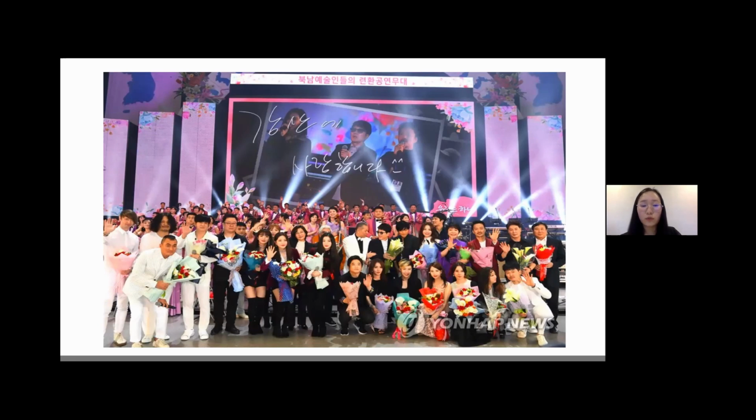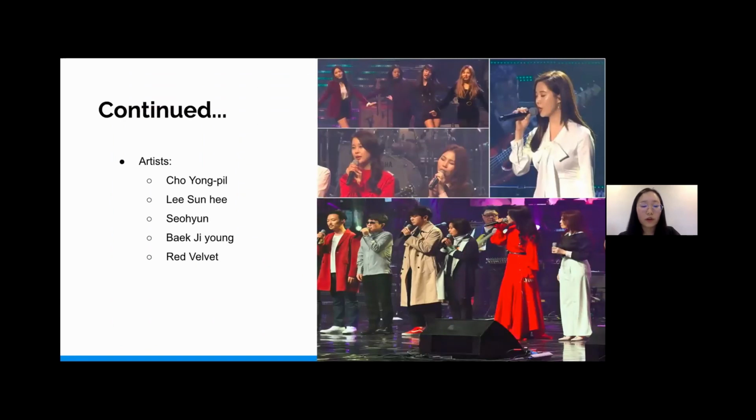And a total of 190 South Koreans traveled to North Korea, including the artists, the government officials, and also journalists. The concert featured 11 South Korean artists, including Cho Young-pil, Lee Sun-hee, Seohyun of Girls' Generation, Baek Ji-young, and K-pop girl group Red Velvet. The concert is seen as an act of cultural diplomacy, serving to share both nations' cultural and musical talents.